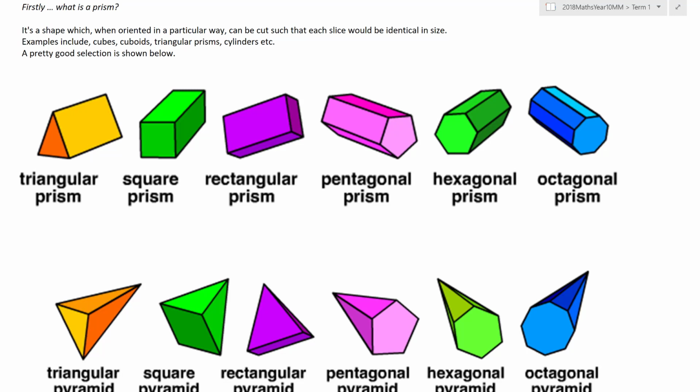Now, again, the orientation is important. I have to be able to see, can I turn my shape around and put it into my bread cutting machine to make every slice the same? So if we look at this top line here, every single one of these shapes is a prism. Why? Because I can put it into my bread cutting machine, and it will slice them so that I end up with pieces that are identical to each other. That's pretty much to me the definition of a prism.